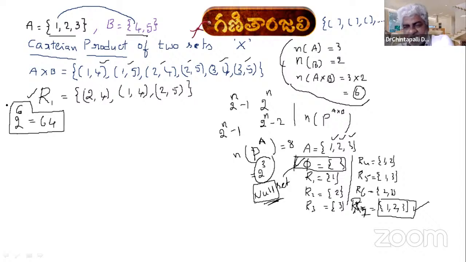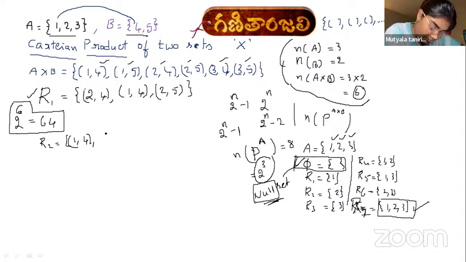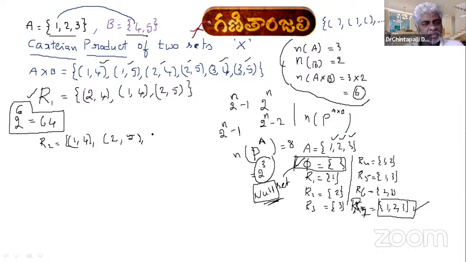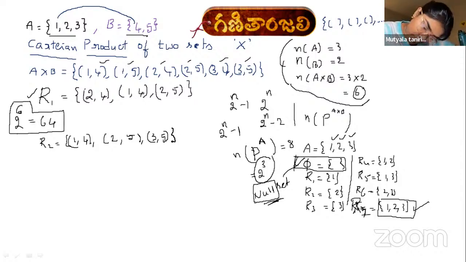Among those 64 subsets, some subsets have a special property. Observe the subset I am writing. R2 is equal to {(1,4), (2,5), (3,5)}. This type of subsets are 8. 8 subsets are of this kind.